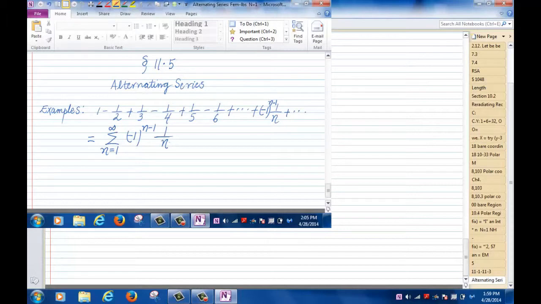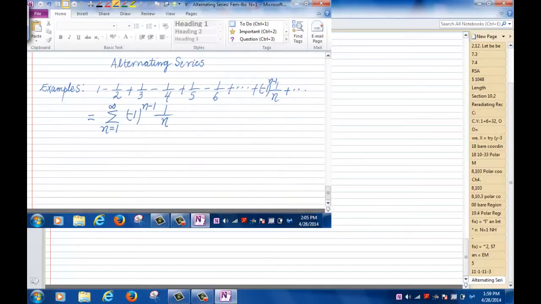So what is an alternating series? Well, it's a series where the signs of the terms are alternating. So it's a series of terms with alternating signs. Let me give you another example.